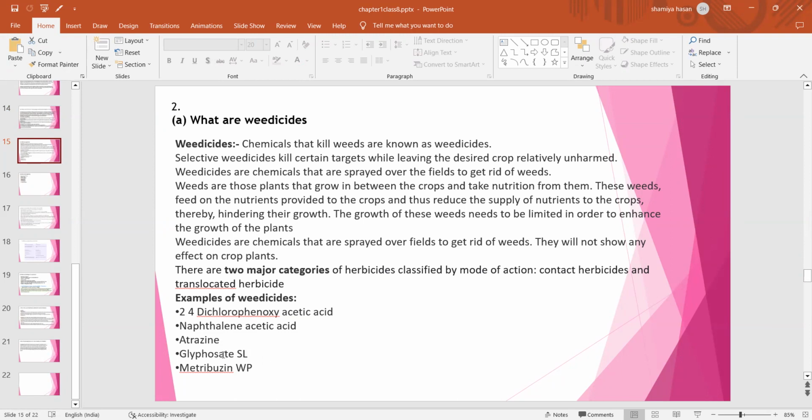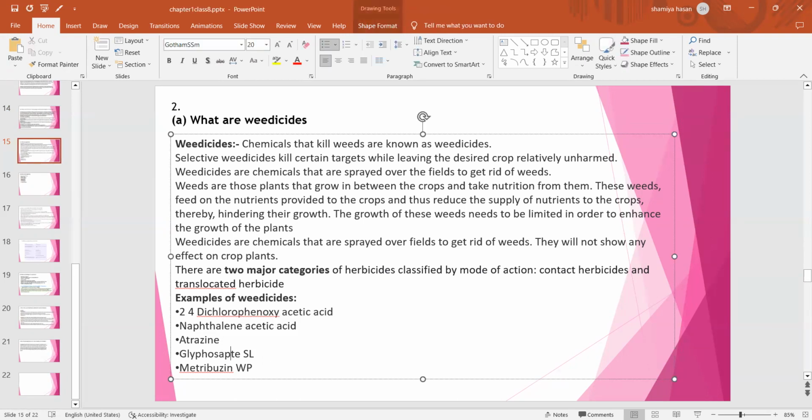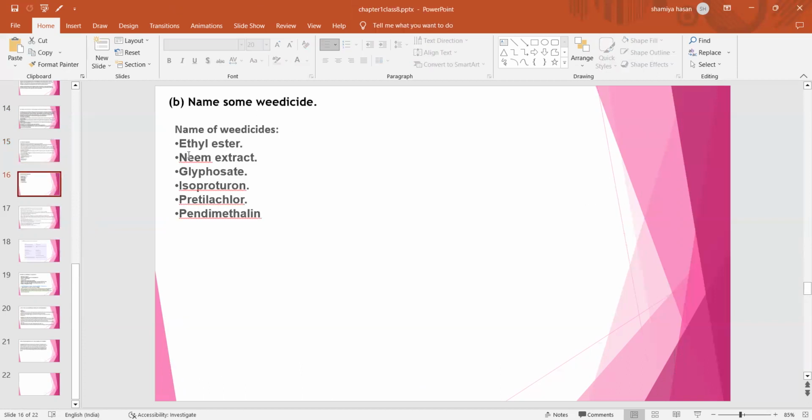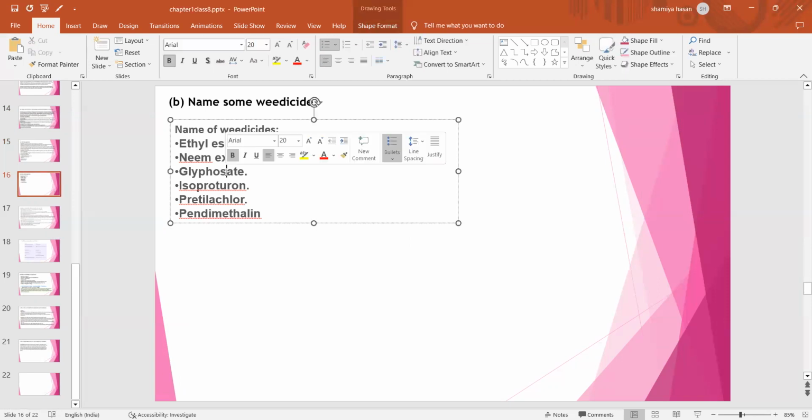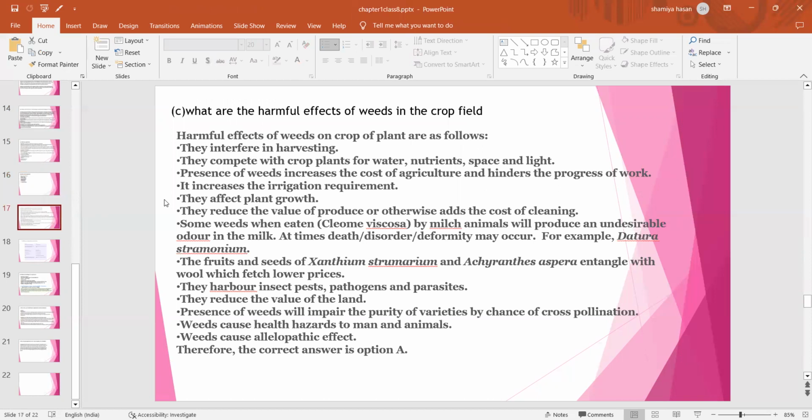glyphosate SL, phosphate here, then metribuzin WP. Then some more weedicides: ethyl ester, neem extract, glyphosate, phosphate, sorry. Then isoproturon, pretilachlor and pendimethalin. So these are some names which you can write if you want.